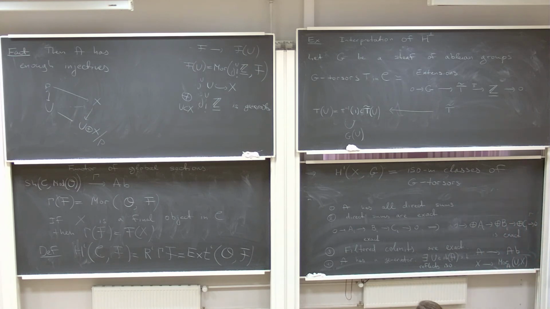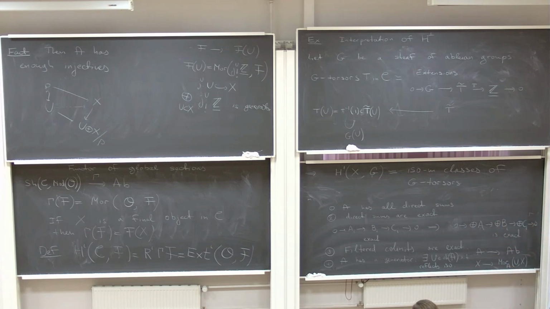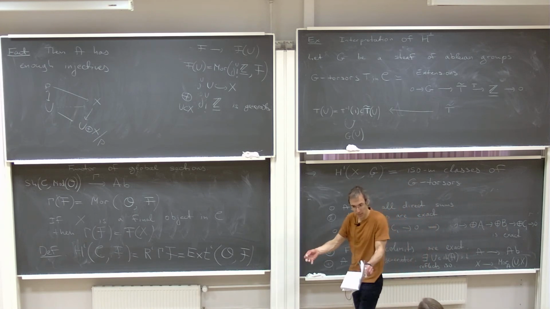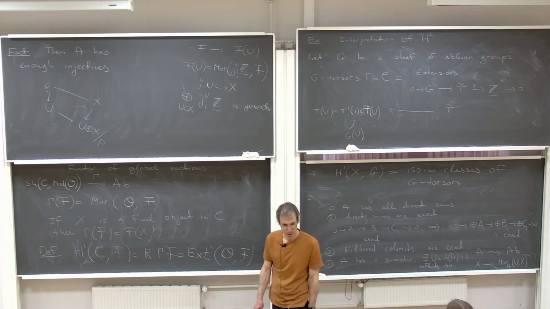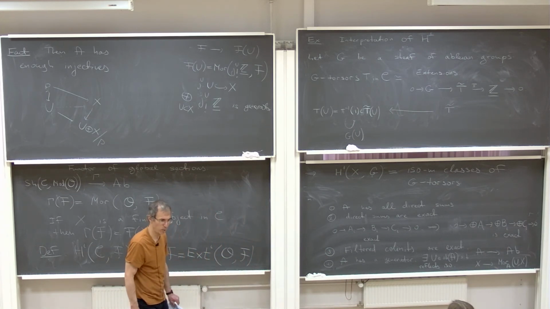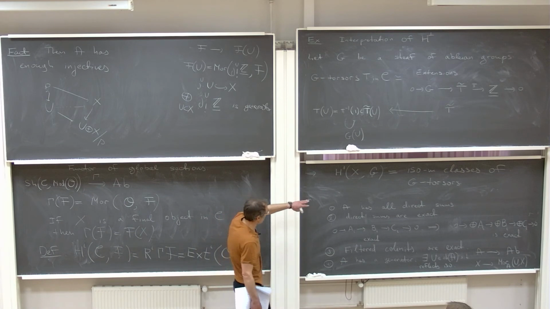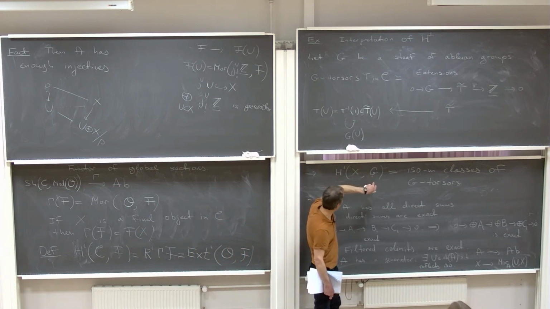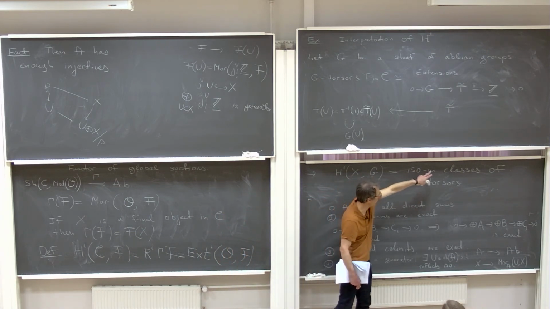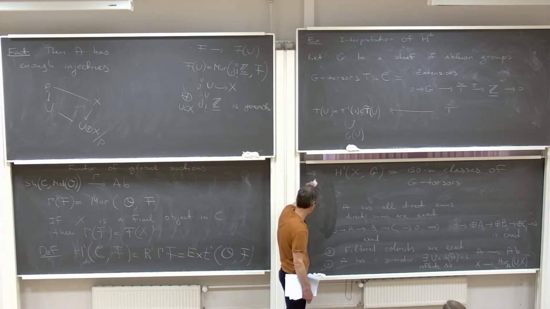So when G is an abelian group or sheaf of abelian groups, G-torsors form a monoidal category. You can take the tensor product of G-torsors in the same way as you take the tensor product of line bundles. So the addition operation here corresponds to the operation I just mentioned on G-torsors.